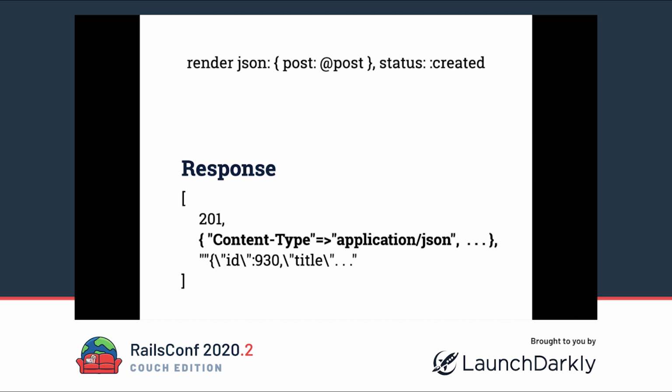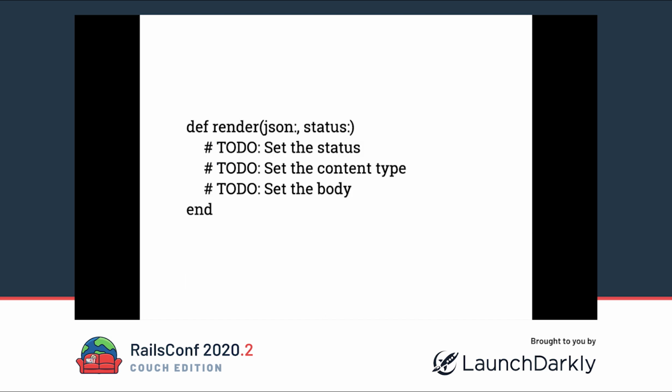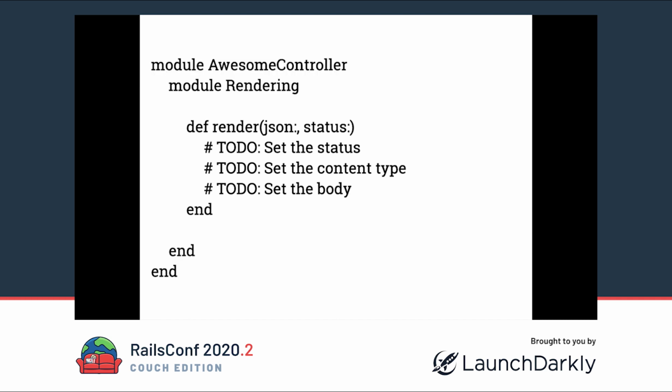Since this is a JSON response, we also want to update the content type to be JSON in the headers. This means that in our render implementation, we need to supply the response object with these three things: the status, the content type, and body. This code can become the beginning of our rendering module. We can start implementing the status code.